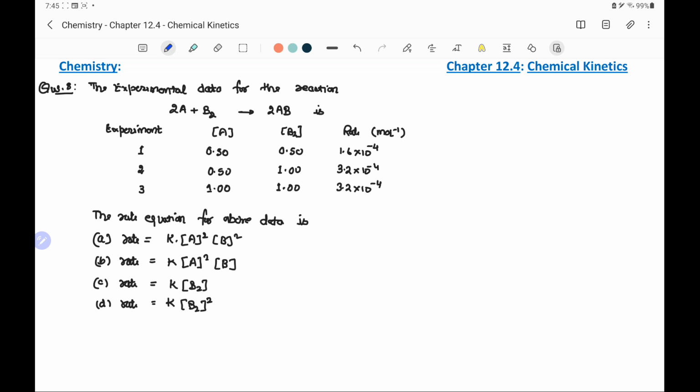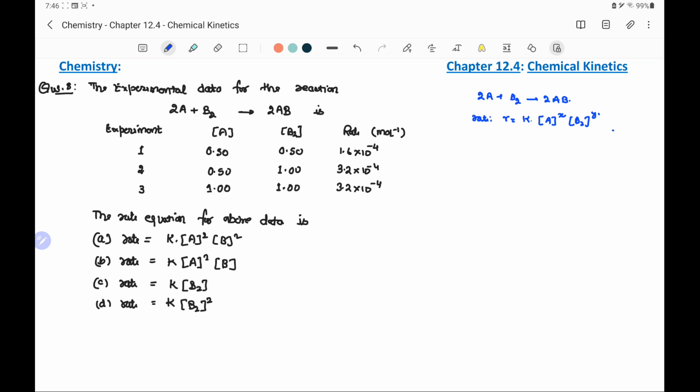Next question is, the experimental data for the given reaction 2A plus B2 gives 2AB and the data is given for experiments 1, 2, 3. What is the rate equation for the above data? Here the given reaction is 2A plus B2, this gives 2AB. So rate of the reaction, which is R, equal to rate constant and the concentration of A raised to the power x, which is the order, and B2 and its order is y. So we have to find the values of x and y to get the rate equation.